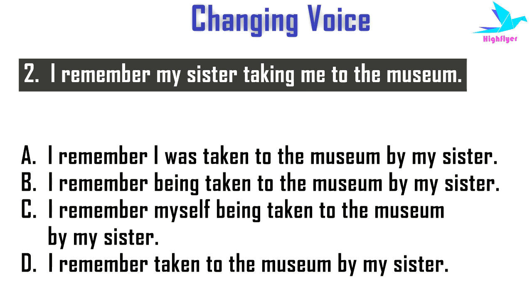Then the second example, "I remember my sister taking me to the museum." The options are: Option A, "I remember I was taken to the museum by my sister." Option B, "I remember being taken to the museum by my sister." Option C, "I remember myself being taken to the museum by my sister." Option D, "I remember taken to the museum by my sister." Here the right option is option B, "I remember being taken to the museum by my sister." So these are some kinds of examples. You can go through more questions through our practice papers.